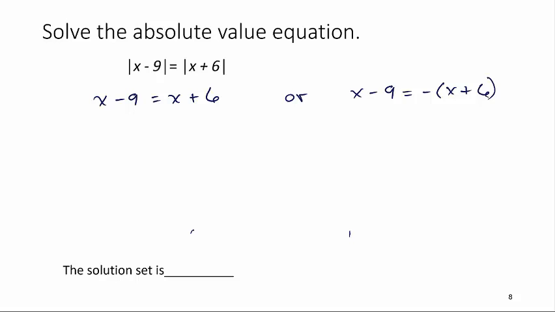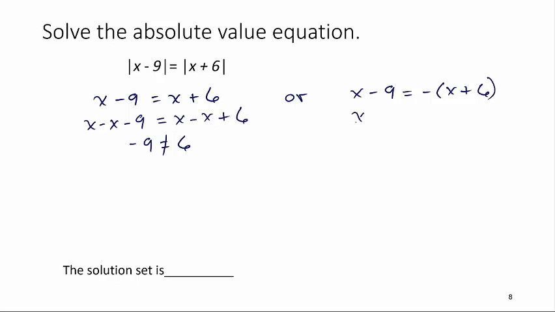All right, so for the first equation, I'm going to start by subtracting x from both sides. So I have x minus 9 equal to x minus x plus 6. So that leaves me with negative 9 equal to 6. Is that true? No, it's not. Okay, so that particular equation doesn't yield a solution. Now that doesn't mean that the other one won't.